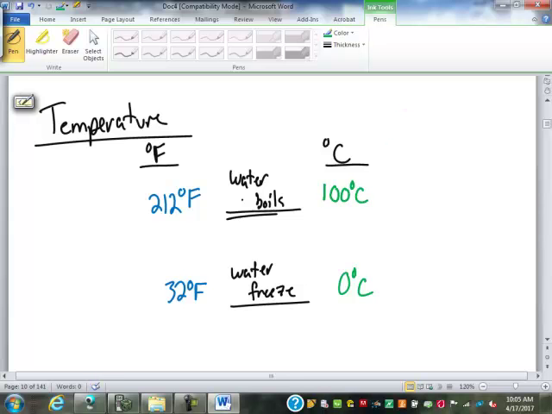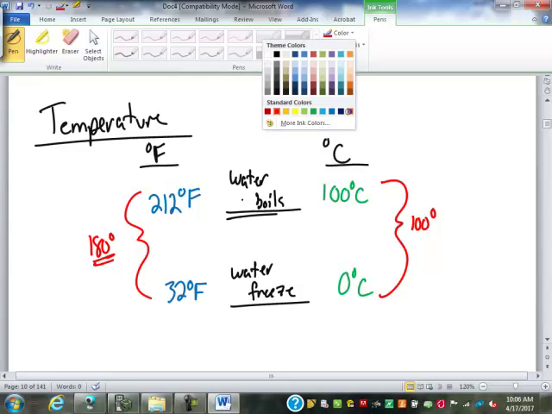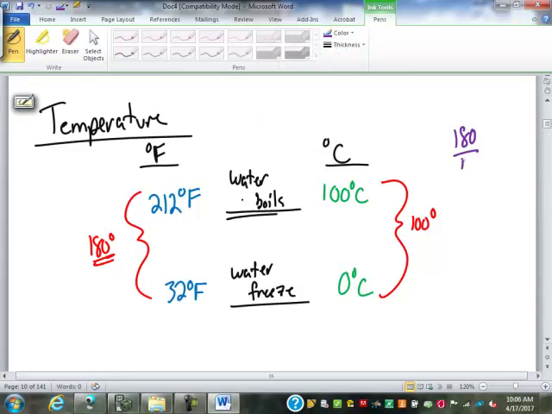At 100 degrees Celsius. So you can see 1 degree Fahrenheit is a different size than 1 degree Celsius. From freezing to boiling, 212 minus 32 is 180 degrees on the Fahrenheit side. On the Celsius side, 100 minus 0 is 100 degrees. So a degree Fahrenheit is actually smaller than a degree Celsius. That ratio, by the way, is important. 180 over 100 is 9 to 5, or if we did it the other way, 100 over 180 is 5 to 9.